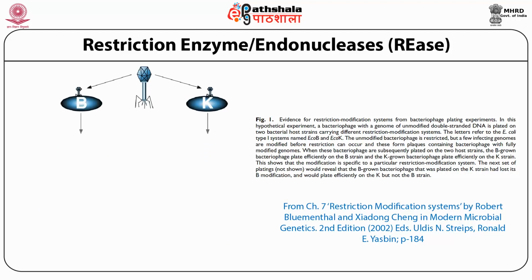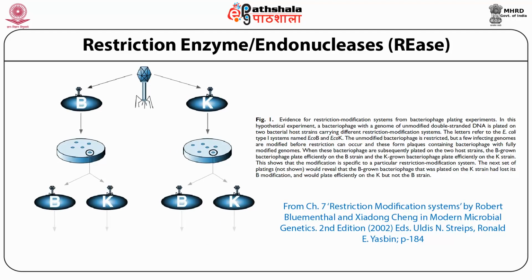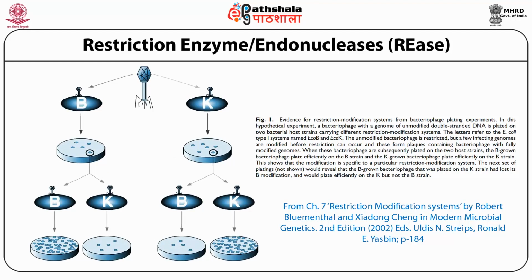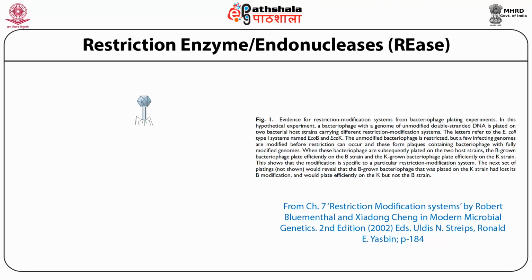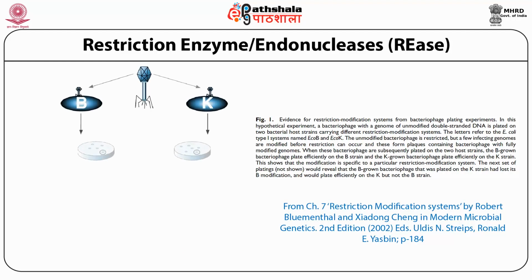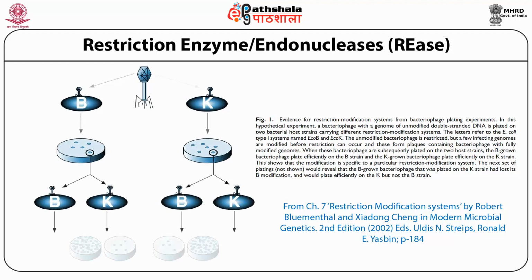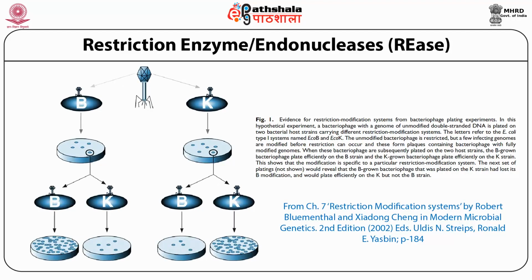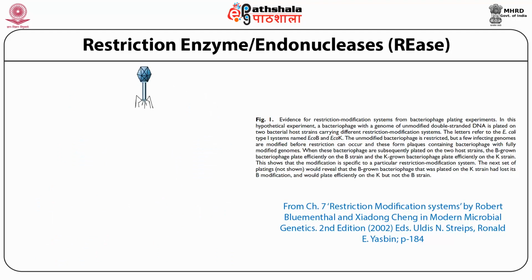But when the bacteriophages coming from the B strain plate are used to infect B strain cells, or alternatively those from K to K strain cells, the ability of bacteriophages to infect increases tremendously and remains so for the same strain, but remains always diminished for the other strain in the first round of infection.